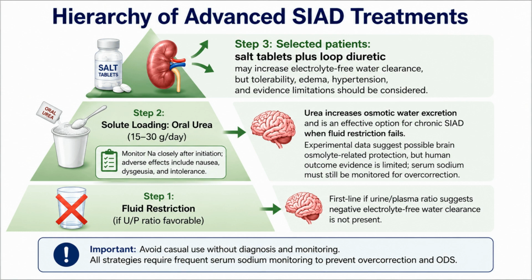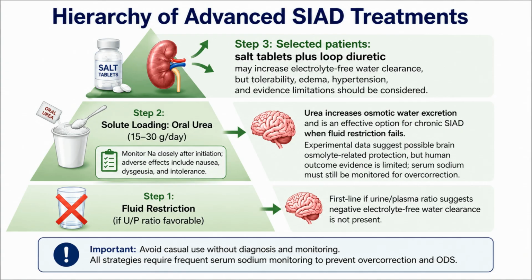Second, increase solute. Oral urea is a useful option because it increases osmotic water excretion. It can work when fluid restriction fails, though tolerability, nausea, access, and monitoring matter. Sodium chloride plus a loop diuretic is another strategy, but blood pressure, edema, and volume status must be considered.